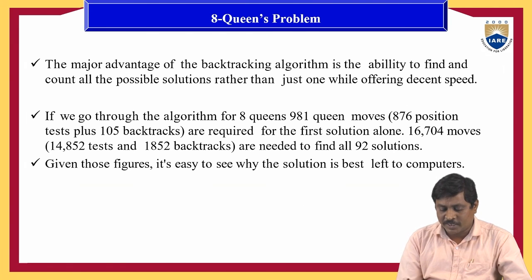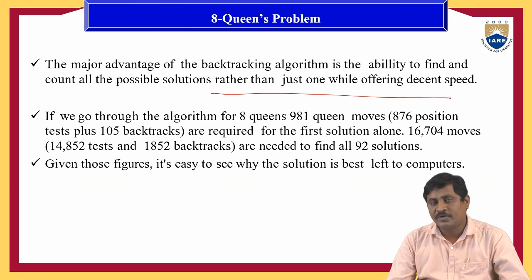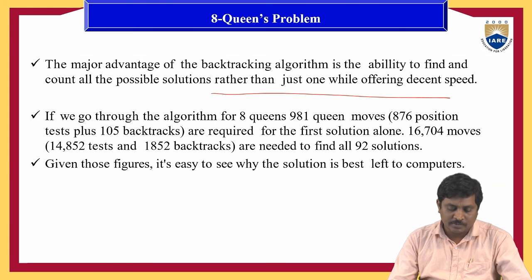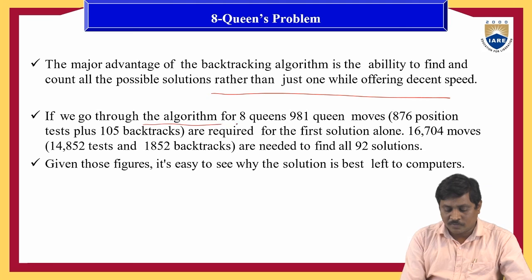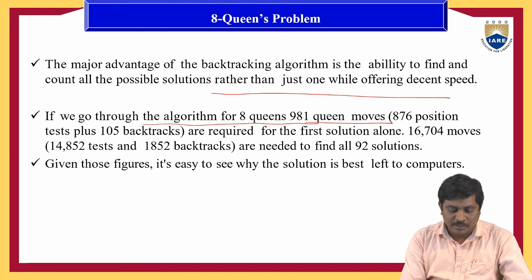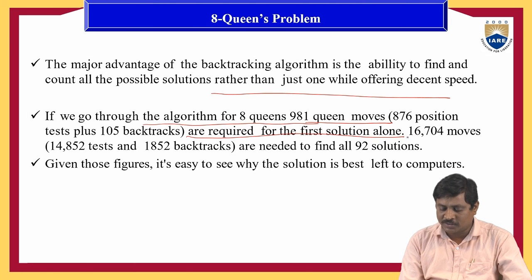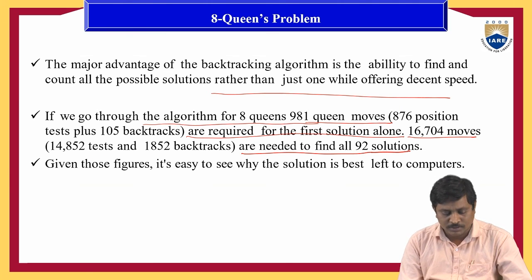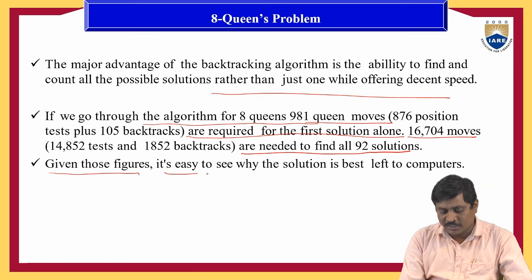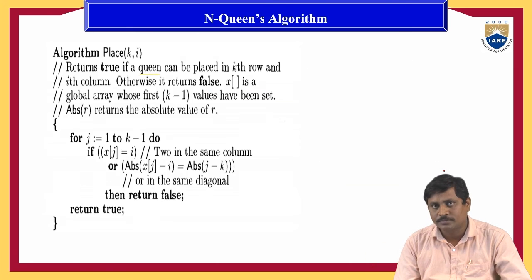The major advantage of the backtracking algorithm is the ability to find and count all the possible solutions rather than just one, while offering decent speed. If we go through the algorithm for 8 queens, 981 queen moves are required for the first solution alone. 16,704 moves are needed to find all 92 solutions. Given those figures, it's easy to see why the solution is best left to computers.